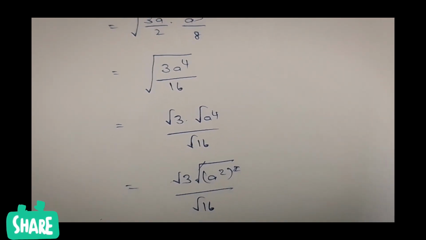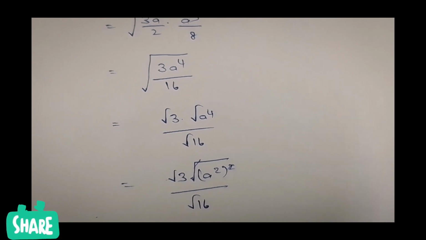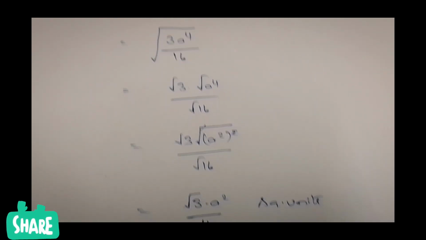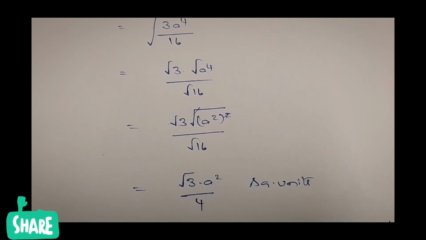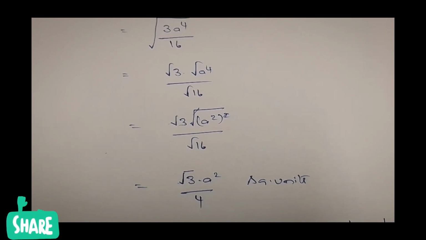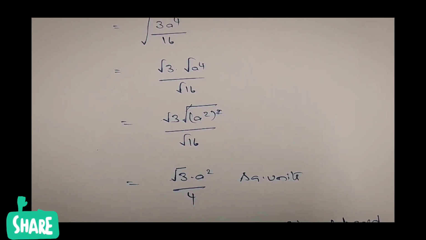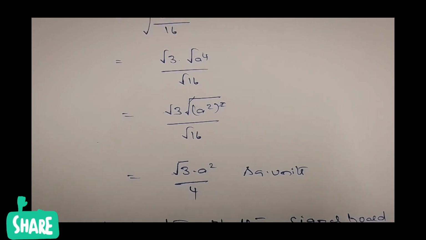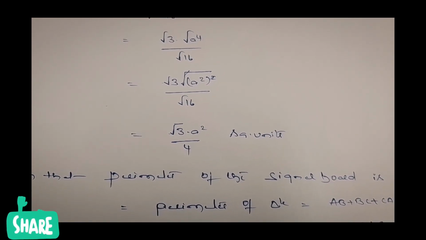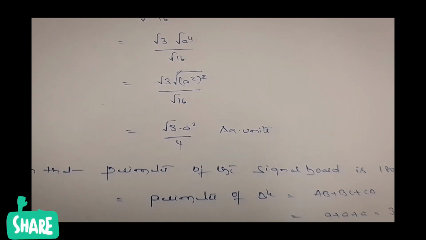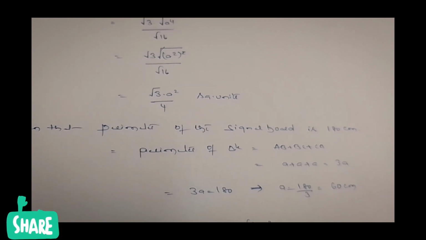Apply the root to each and every term, guys: root 3 dot root A power 4 by root 16. Simplify. A power 4 can be written as A squared whole squared, where square and root get cancelled, and you will get A squared. Root 16 value is 4, we know already. So the conclusion step: root 3 into A square by 4, that is root 3 A square by 4 square units.